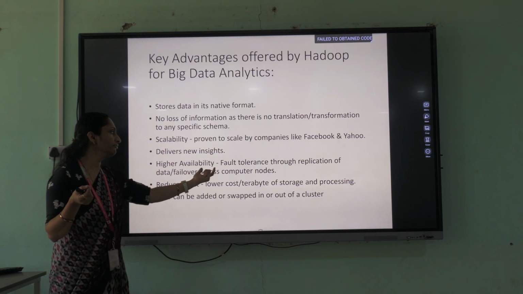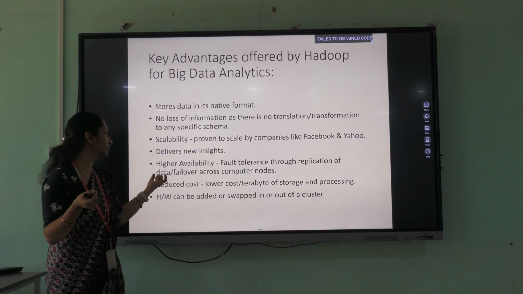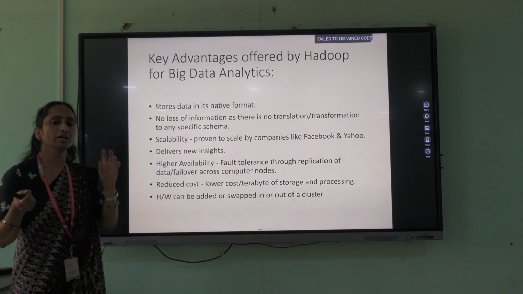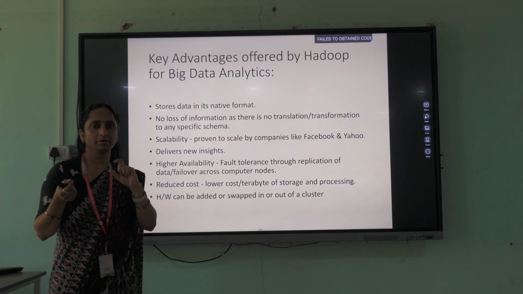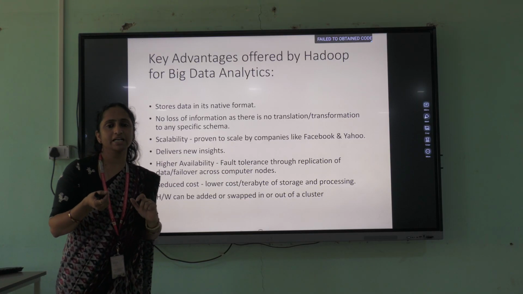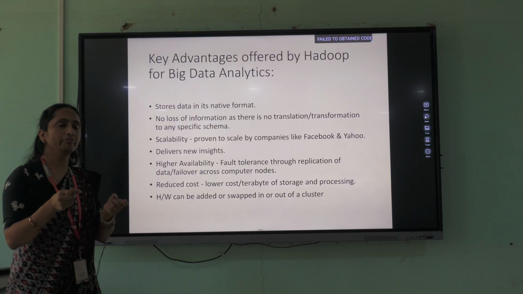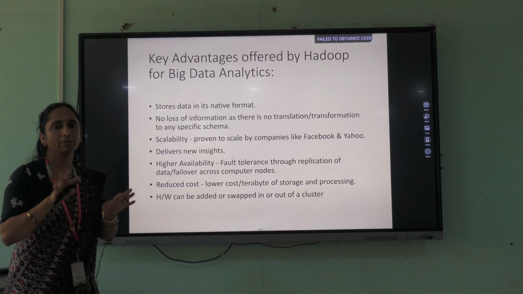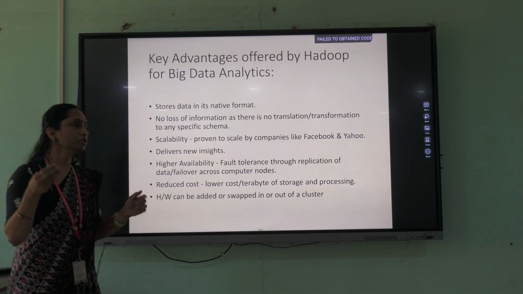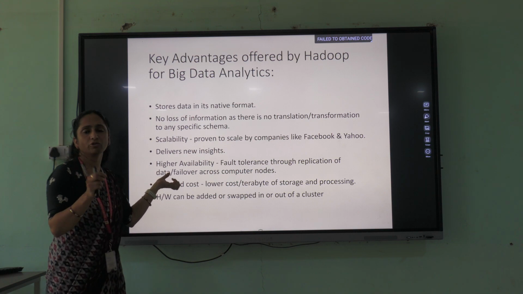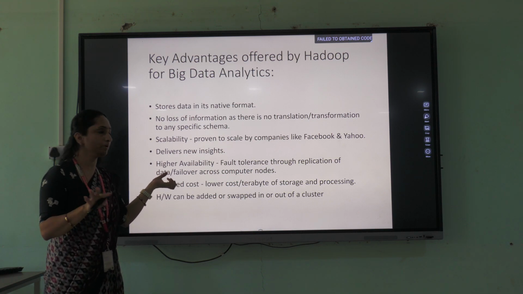Higher availability, fault tolerance through replication of data, failover across compute nodes. So whenever we have a single copy of the data, there will be chances of failure on that particular node. So instead of making one single copy, we can have multiple copies on different nodes so that we can avoid the problem of a fault in a particular node. It won't interfere with the entire process.